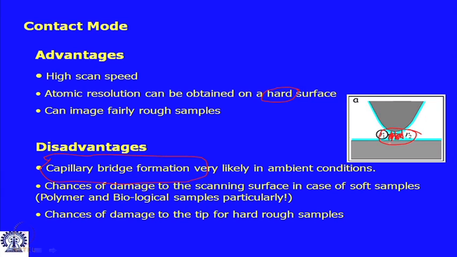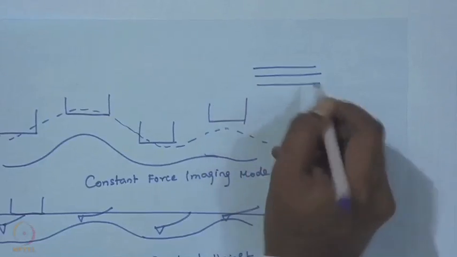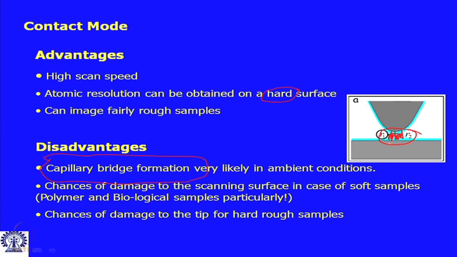Since you are actually physically dragging your tip over the sample, there is a possibility of damage to the cantilever, which can become blunt. The other possibility is that if you are trying to look at a soft sample, this dragging action, this rastering action, can result in scratches on the film or on the sample. So, there is a potential possibility of both sample damage as well as tip damage in contact mode imaging. And so, these are some of the disadvantages.